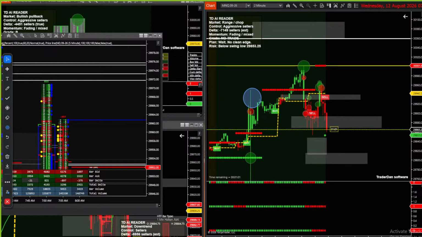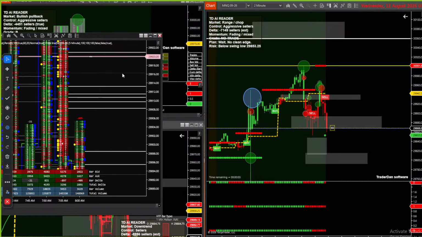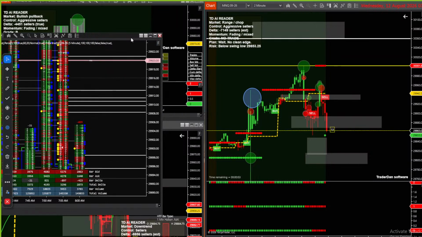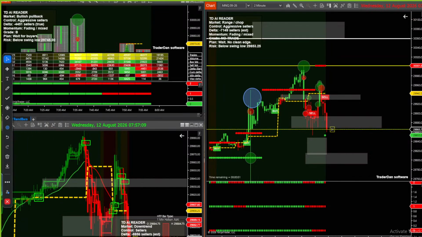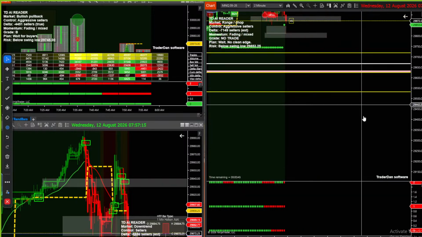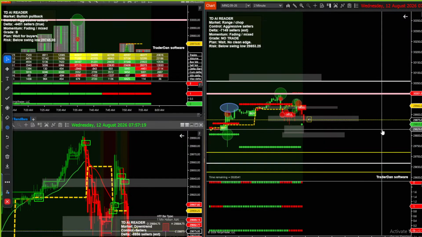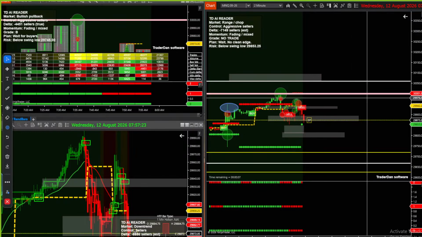Nice little rejection coming down for the data wick, guys. Looking like we're getting this short. Looks like they're going to chase it down. Yeah, POC's up here. POC is 29,920, guys.